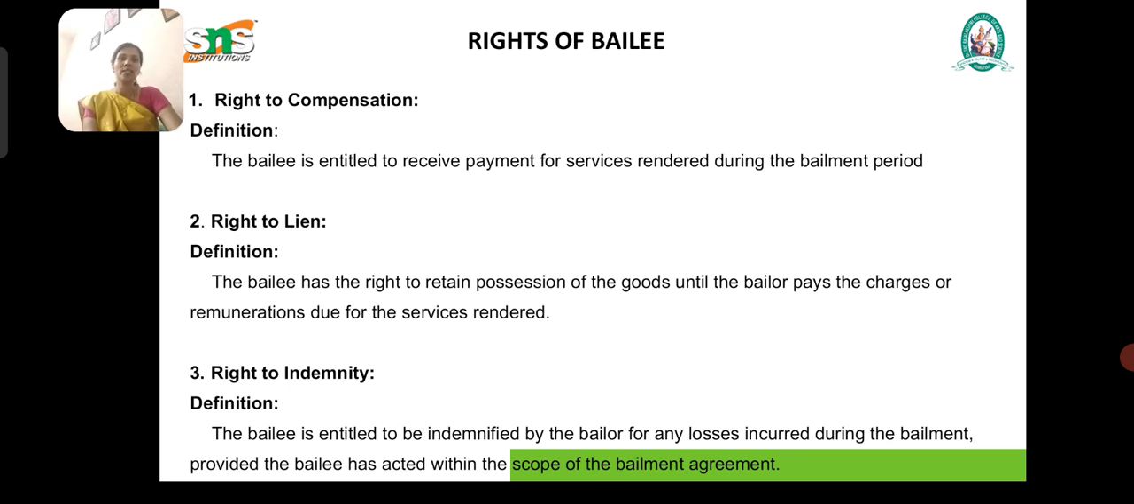The bailee can retain possession of the goods until the bailor pays the charges or remuneration due for the service rendered. If you give the service, after the period ends you can claim the amount. If in case there is any delay, you can get your right.